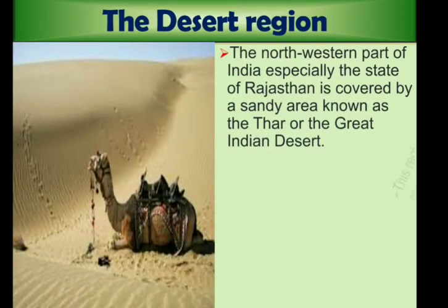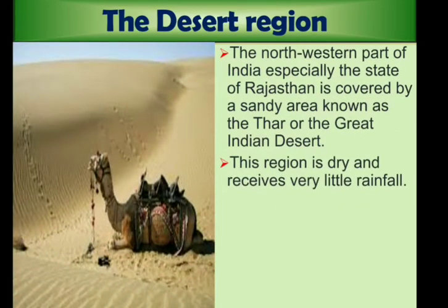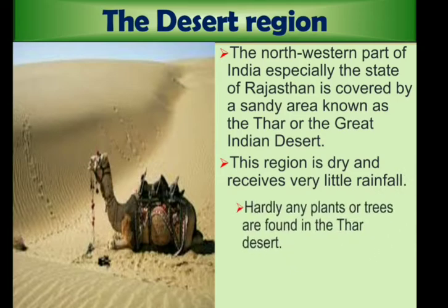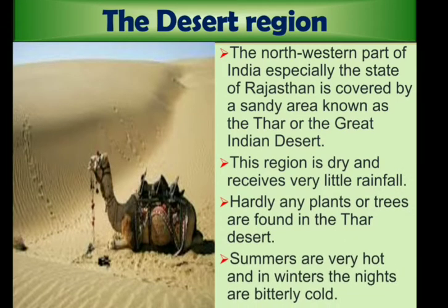The northwestern part of India, especially the state of Rajasthan, is covered by a sandy area known as the Thar or the Great Indian Desert. This region is dry and receives very little rainfall. Hardly any plants or trees are found in the Thar Desert. Summers are very hot and in winters the nights are bitterly cold.